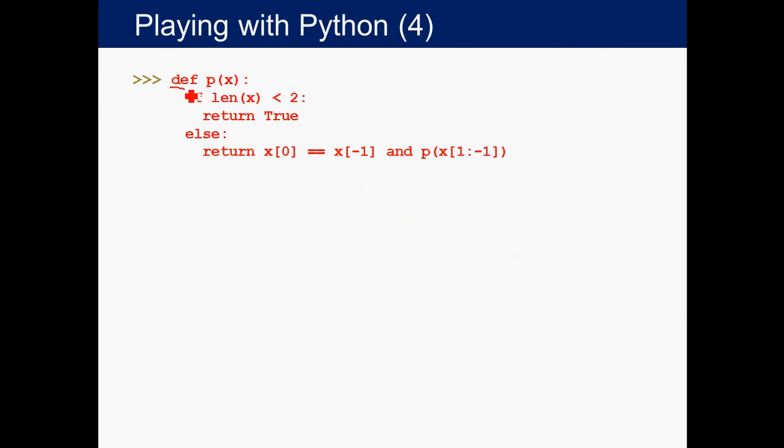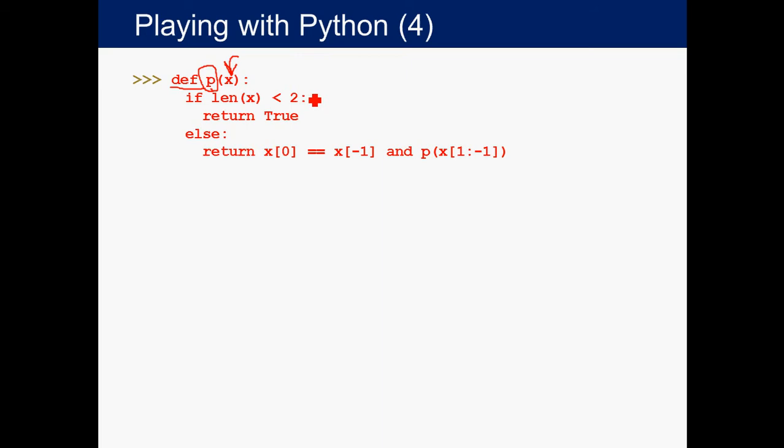So use the reserved word DEF, DEF for define. And then the function name, any function name, like print, append, in this case one character, P, fine, and parenthesis, and a variable. X is a variable. You don't have to say what is the type of X, right?